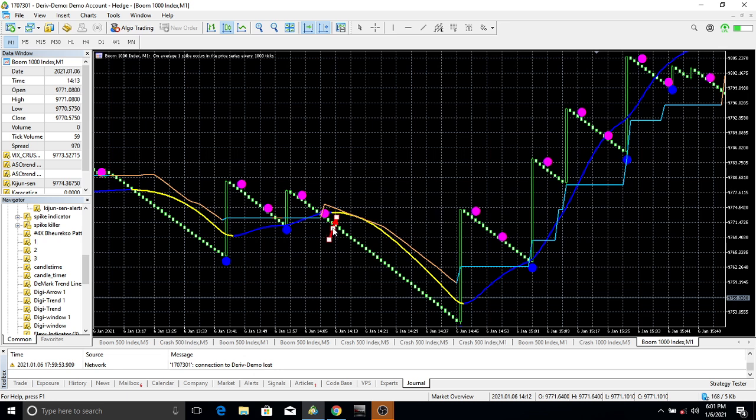And look at it here. You enter here and take 10 candles, enter here, take 10 candles, and so on.